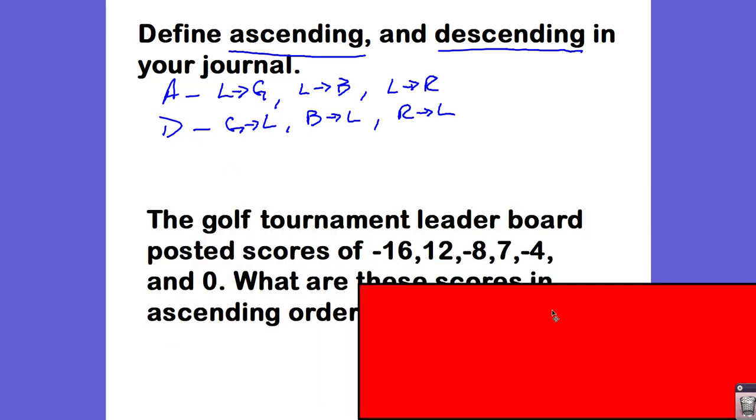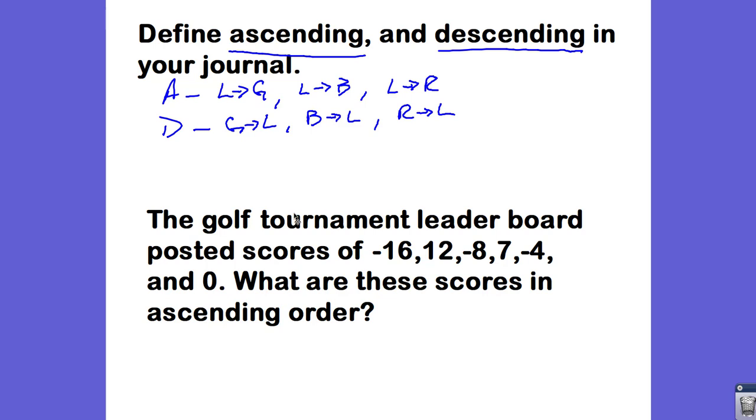So let's look at this first question right here that we have. It says, in a golf tournament, the leaderboard posted scores of negative 16, 12, negative 8, 7, negative 4, and 0. What are these scores in ascending order? So this right here is the key, ascending order. So we look up here and we know that that's going to be least to greatest.